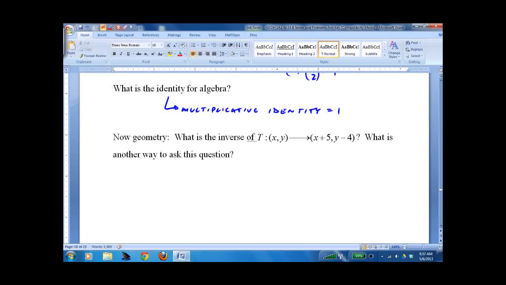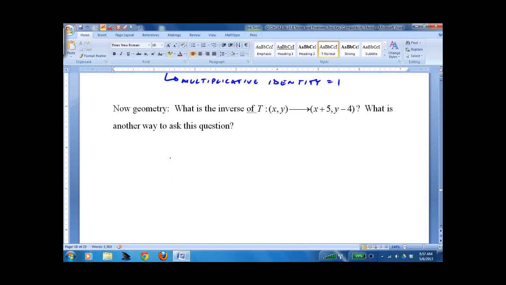So what's the inverse of t? We'd write it just like that, t inverse x comma y. And if we are adding 5 and subtracting 4, we would just subtract 5 and add 4. That's it. This is fairly simple stuff.